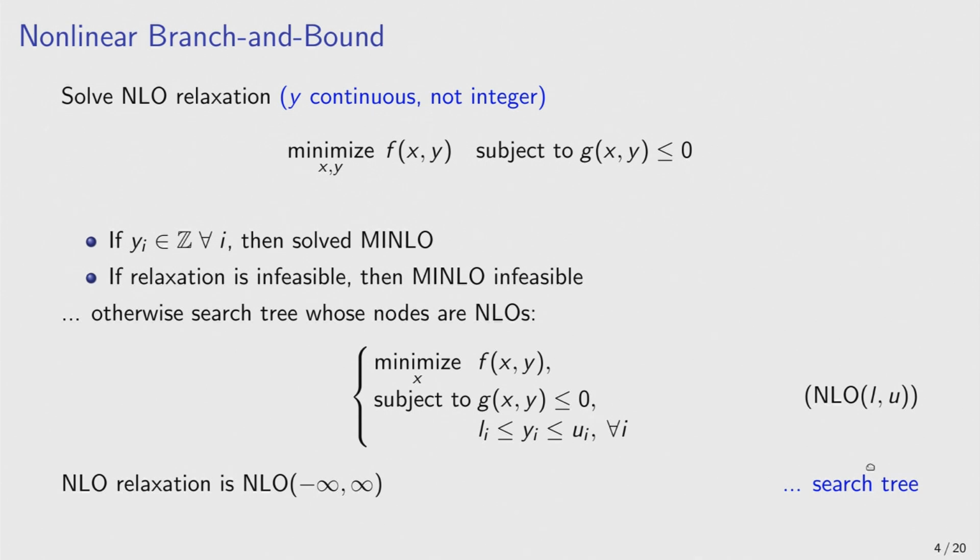And notice that the original nonlinear optimization relaxation is just equivalent to setting these bounds to -infinity and +infinity. So that means you can ignore these bounds effectively.